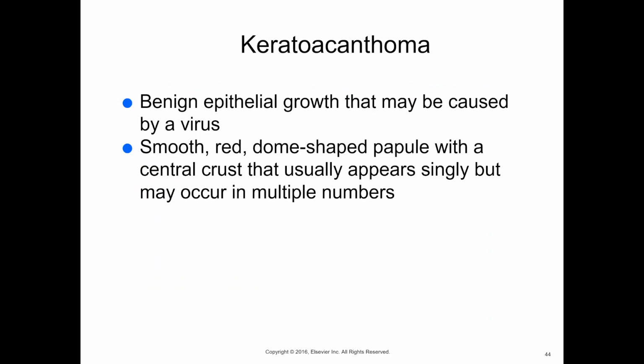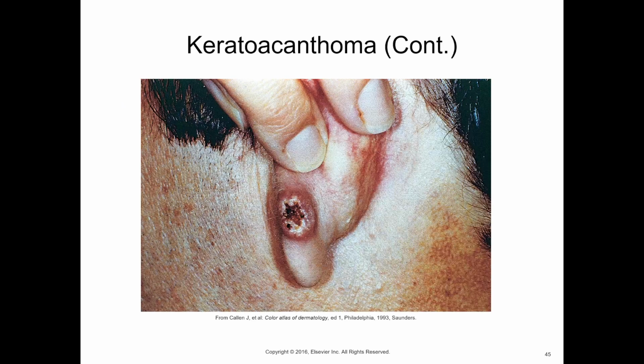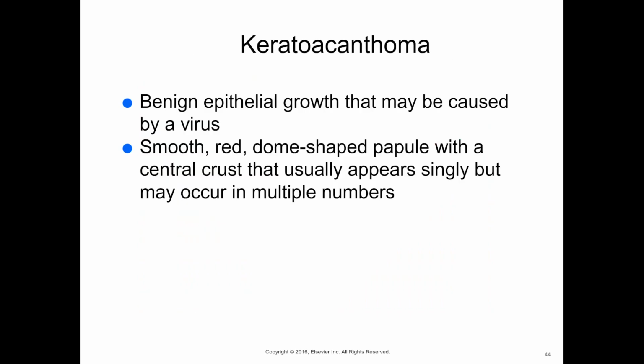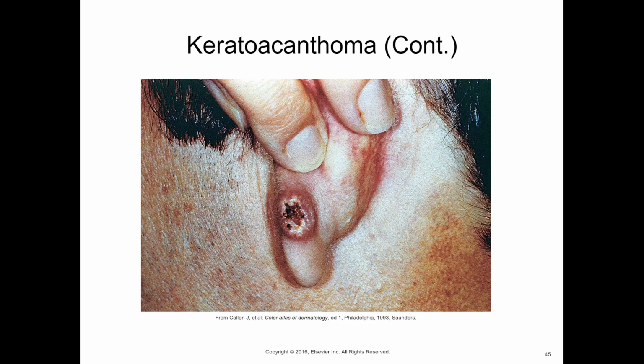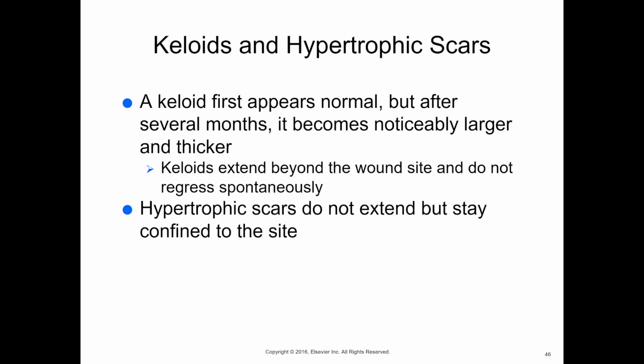Next, keratoacanthoma. Unfortunately, these are epithelial growths. They're often a papule with a central crust, which makes them look a lot scarier than normal. They do need to be differentiated from squamous cell carcinoma, as you can see from this picture. And they often do scar, unfortunately. But again, benign, pre-malignant.